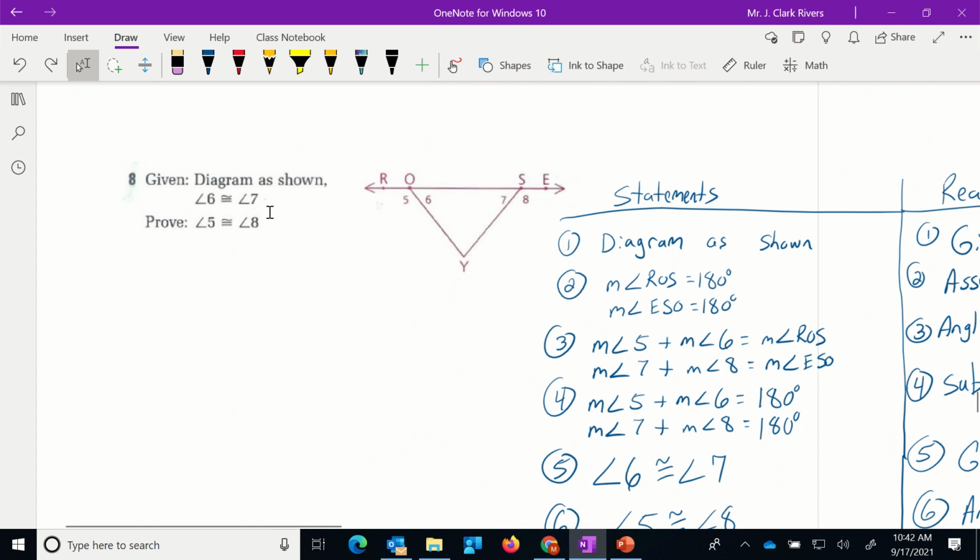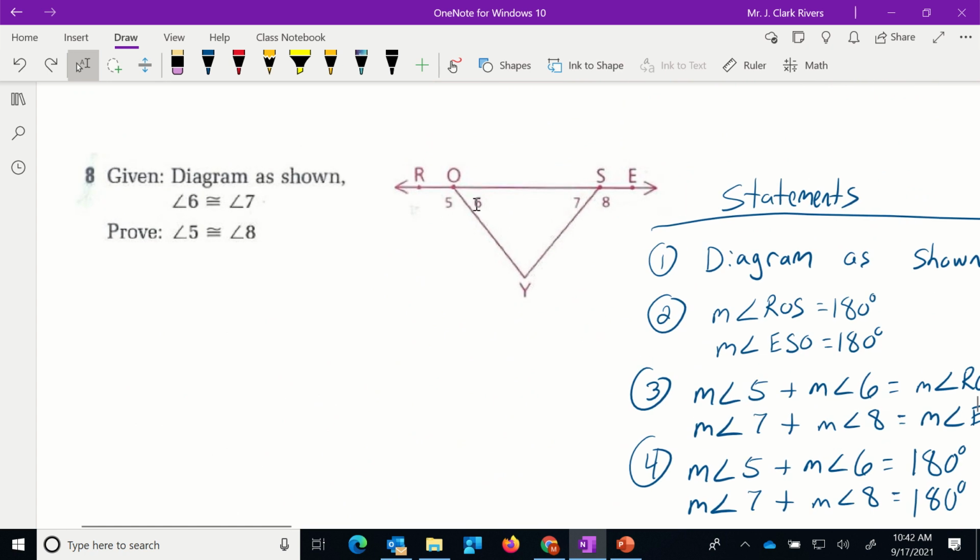Number 8. We got this diagram here. In this diagram, 5 and 6 are supplementary. 7 and 8 are supplementary. The reason they are supplementary is because of ROS. That's a straight angle, right? And by the angle addition postulate, that straight angle has been broken up into 2 smaller angles. Same thing over here with 7 and 8. ESO, that angle right there is a straight angle. So by the angle addition postulate, 7 plus 8 is equal to ESO. 7 and 8 are supplementary.